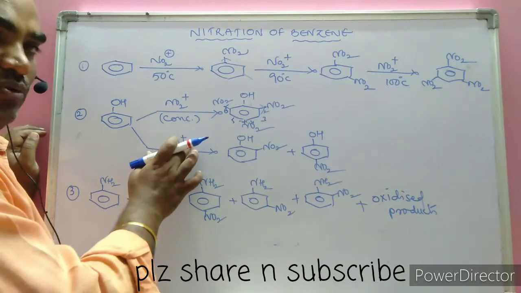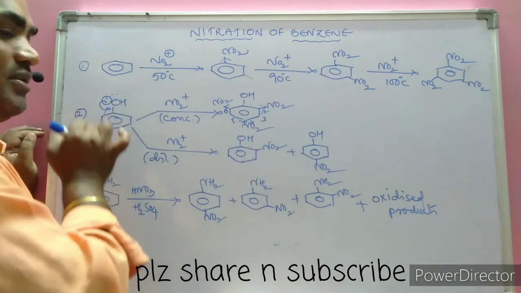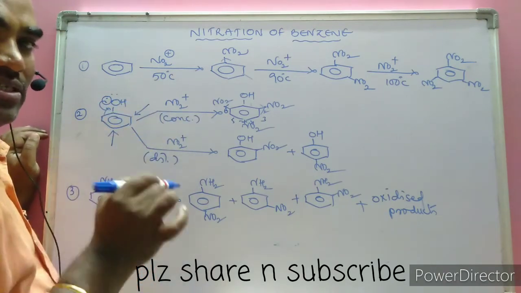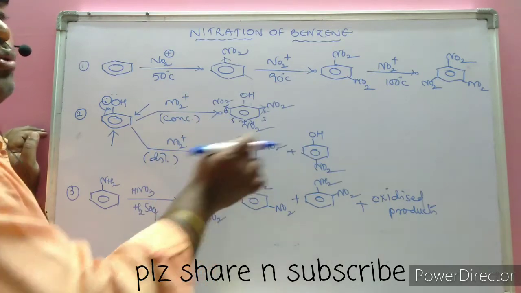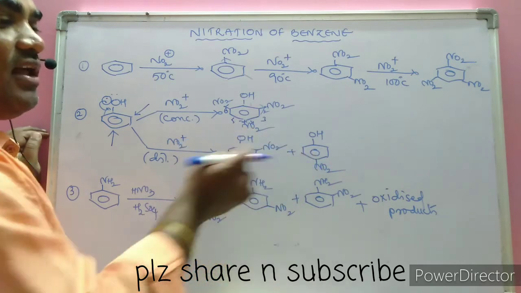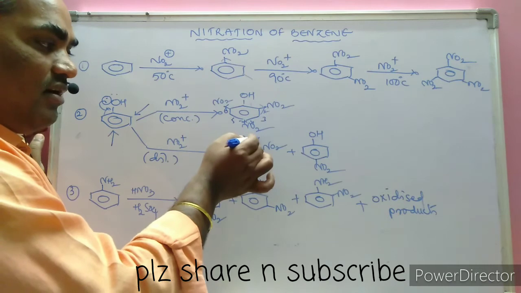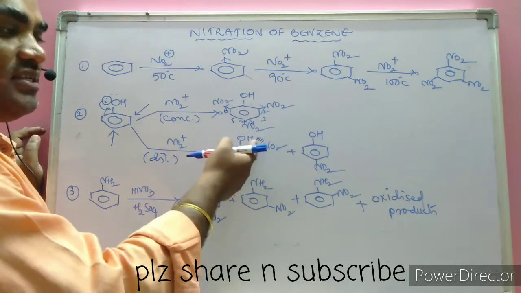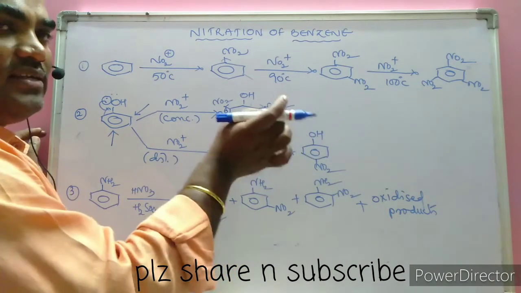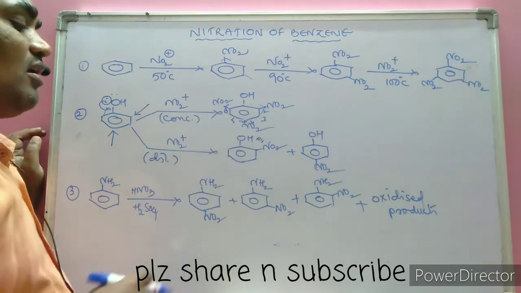If dilute HNO3 is taken, then since oxygen is an electron releasing group, the newly substituting electrophile gets substituted preferably at the ortho and para positions. Those are also very important: one is ortho-nitrophenol, another is para-nitrophenol. Ortho-nitrophenol is steam volatile because it has intramolecular hydrogen bonding, whereas para-nitrophenol is volatile only at a slightly higher temperature because it is associated with intermolecular hydrogen bonding.